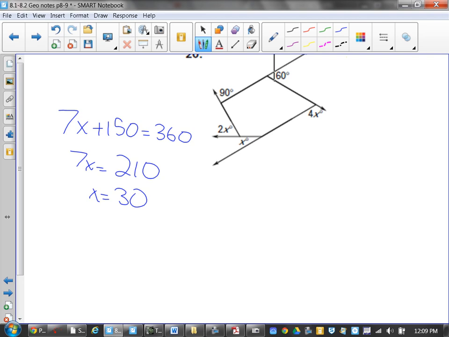Usually, a lot of times when you're working the exterior angles, most people forget to add one of the angles. That's why you probably get something weird. Happens all the time.